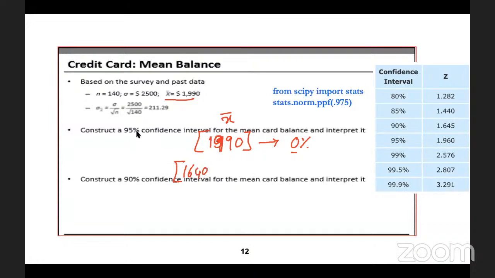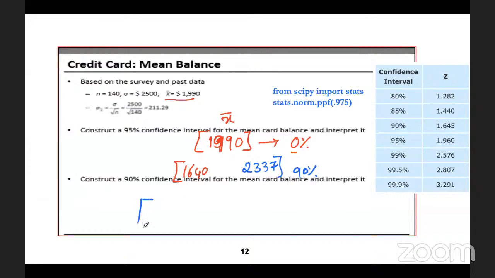Okay, let me go back. What was the value that we have got here? 1643 to 2337, with 90%. So this is very concise, but the confidence is not sufficient for me. I want to increase the confidence on this number. What can we do? Go for 95.